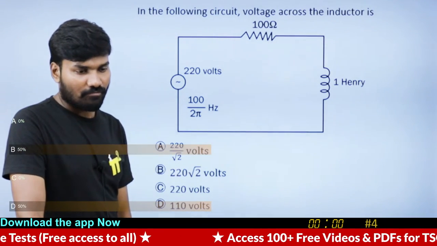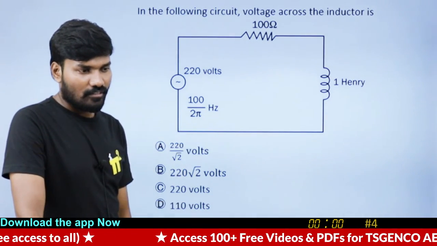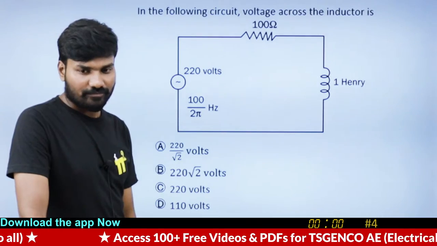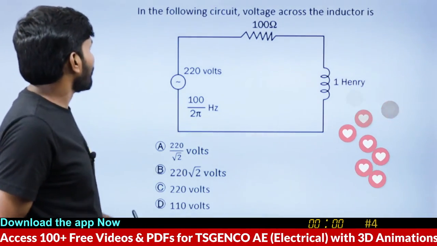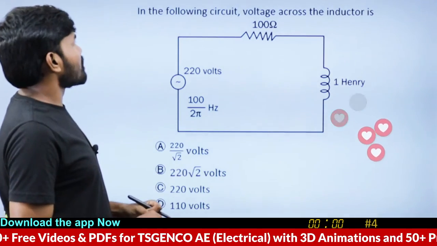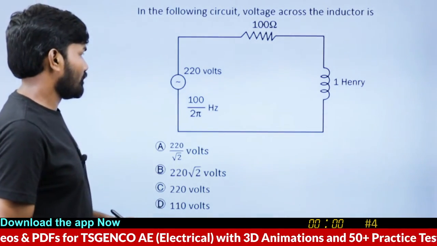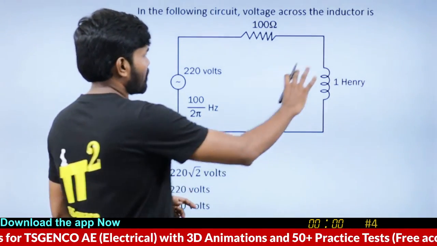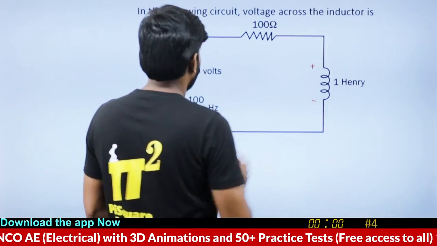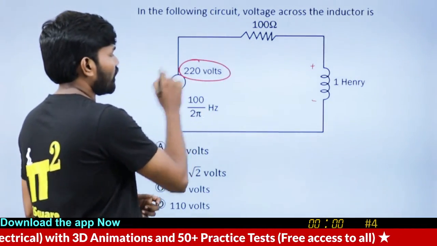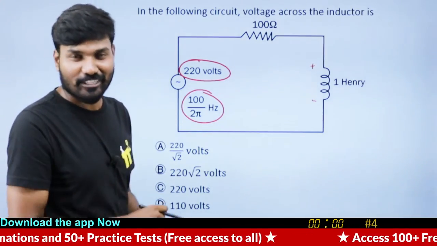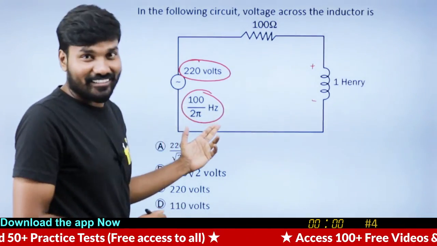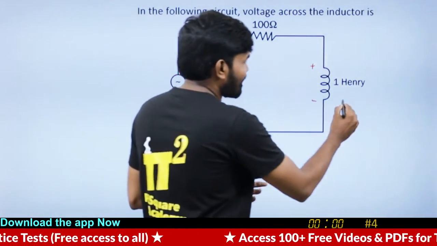Again, time's up. We got fewer responses, but it's okay. You did a nice job. The following circuit, the voltage across the inductor is asked for. Total voltage is 220, and the frequency is 100 by 2 pi. See how nicely they gave the frequency. Now you don't have to calculate for XL.